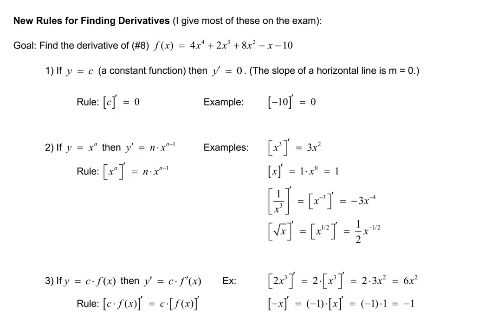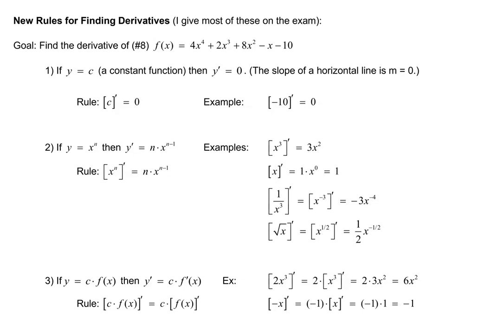So our goal to motivate us, find the derivative of, this is number 8 in our book, this function f of x equals 4x to the fourth plus 2x cubed plus 8x squared minus x minus 10. So just think for one moment about doing that with the limit definition, the h going to 0, the f of x plus h stuff. Kind of a nightmare to do this all written out that way. So this is why we need these new rules.